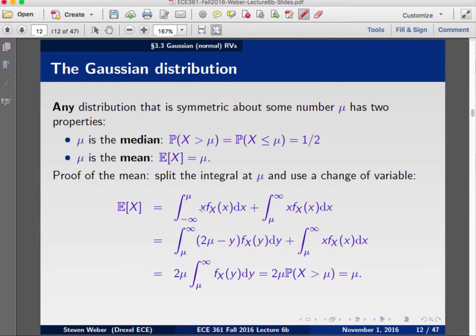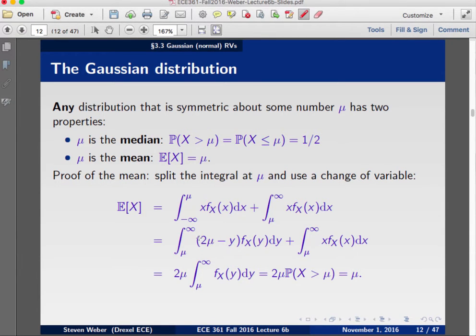And now what I do with this first integral in the second step is I use the change of variable x equal to 2 mu minus y, and I use the symmetry property so that when I substitute 2 mu minus y here, it's the same as y. In the second integral, I leave that one as it is. Now in the third step, I'm splitting this integral here. This difference here is going to give me two integrals, plus this one is going to give me a third.